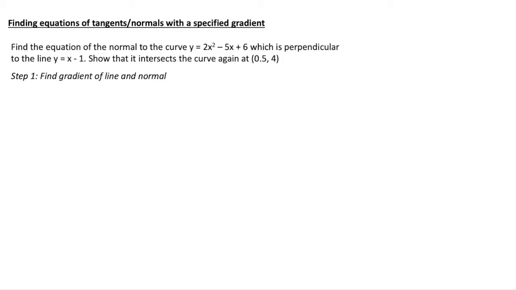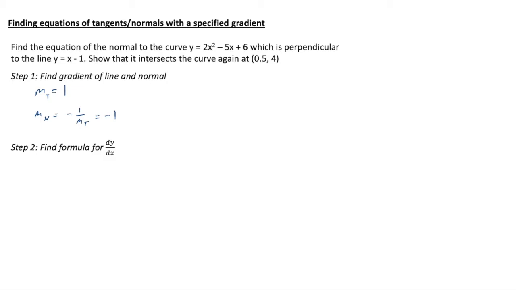We're told that the equation of the normal to the curve is perpendicular to the line y equals x minus 1. Now what that means is that if we imagine a line parallel to y equals x minus 1 that is a tangent to the curve, then it would have a gradient of 1, just the same as y equals x minus 1. So we can say that the gradient of the tangent to the curve, wherever this normal hits it, must be 1, and therefore the gradient of the normal, mn, is -1 over the gradient of the tangent, so that is -1.